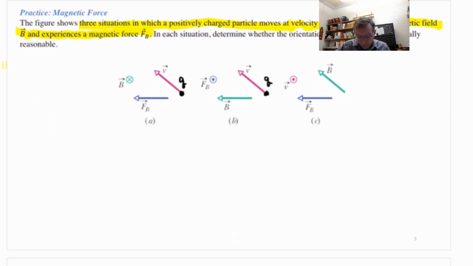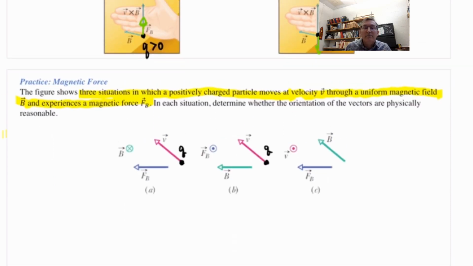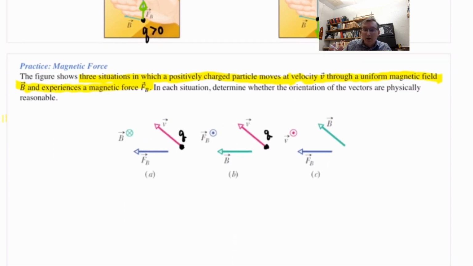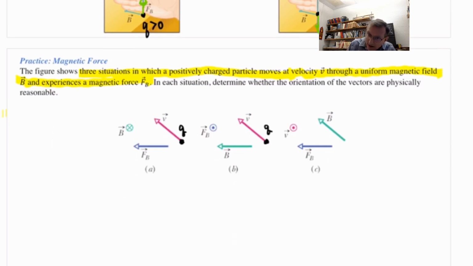Notice they also draw a magnetic force arrow in blue, a magnetic field arrow in green. And some of these arrows might be pointing out of the screen towards us or into the screen away from us. And our job in each situation, A, B, and C, is to determine whether the orientation of the vectors as they're drawn is physically possible. Okay? Is it even physically correct? And all of this boils down to proper application of F magnetic arrow equals Q times V arrow cross B arrow.